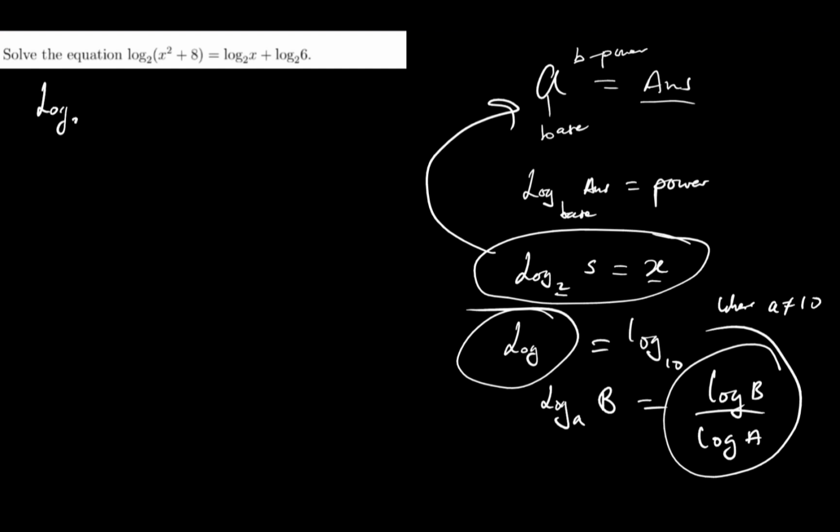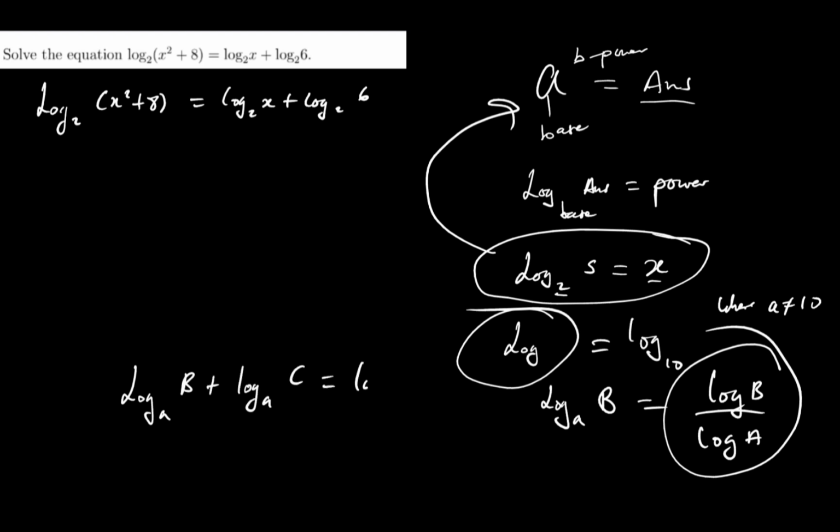log base 2, then x squared plus 8, and this is equal to log base 2 x plus log base 2 6. Okay, one thing you should also know about logs is that whenever you have, let's say, logs of the same base a, then b plus log same base a, then c, this is equal to log of b times c. And then if you have log same base a of b minus log same base a of c, it is equal to log of b divided by c.